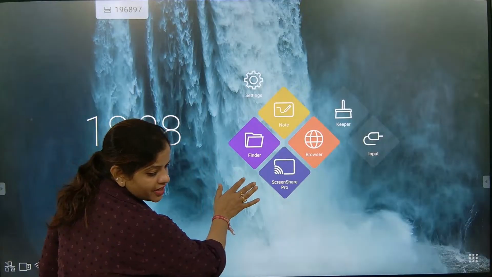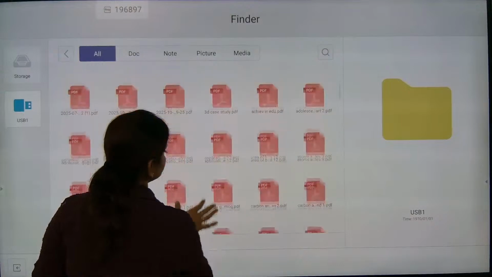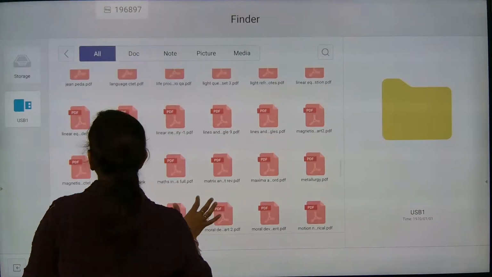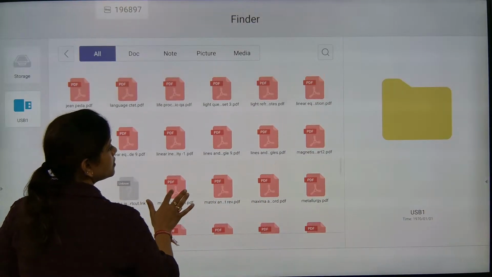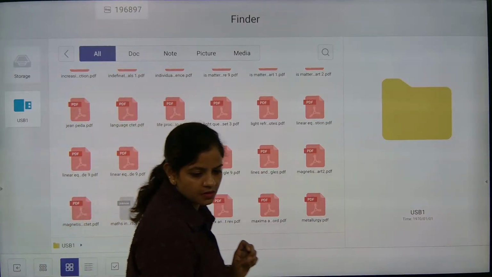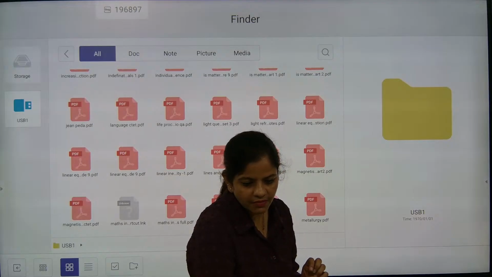Kavya, can you send the link in the group? Sujay, morning class, maths class was done in the morning.